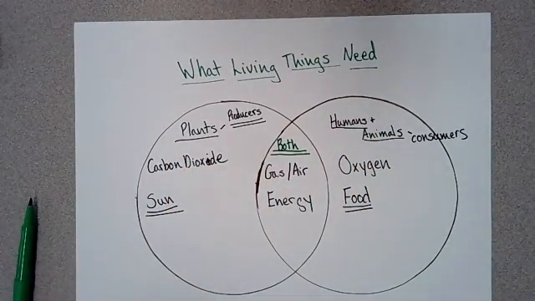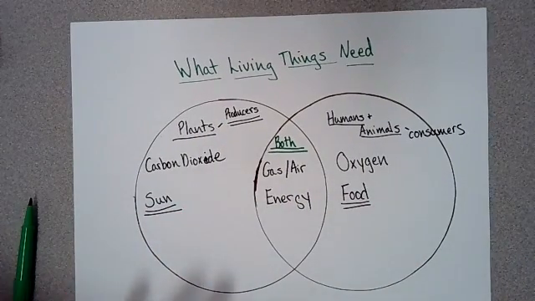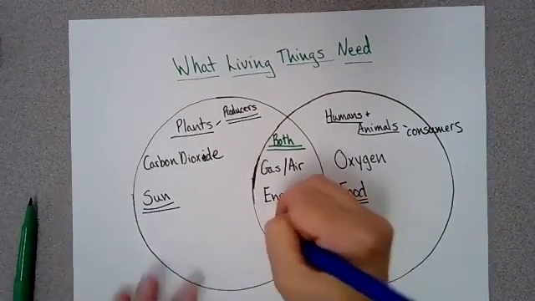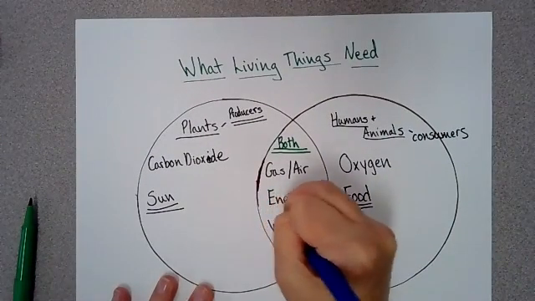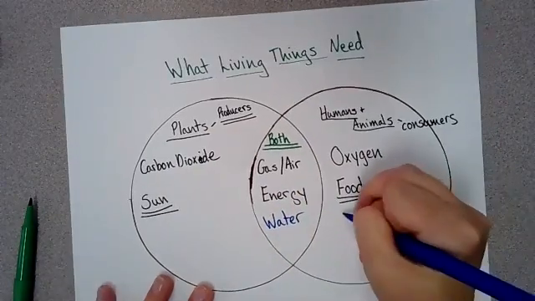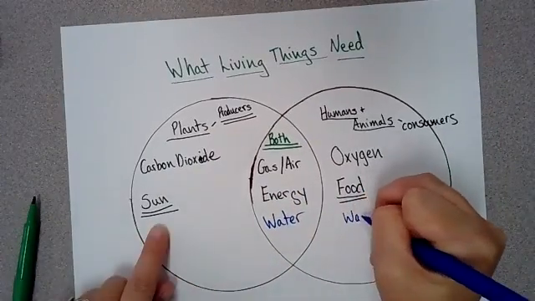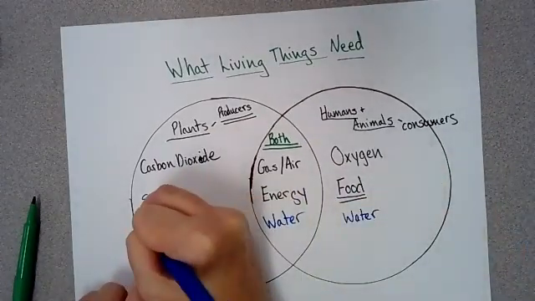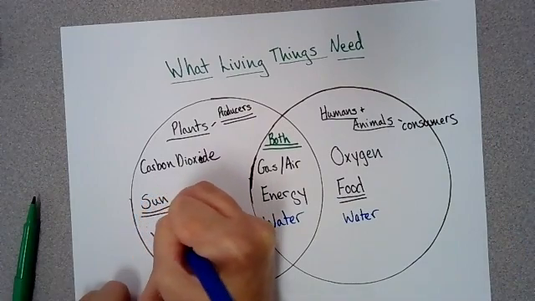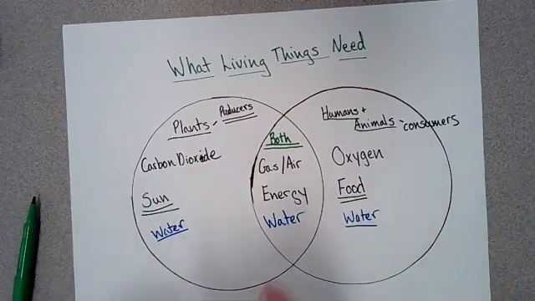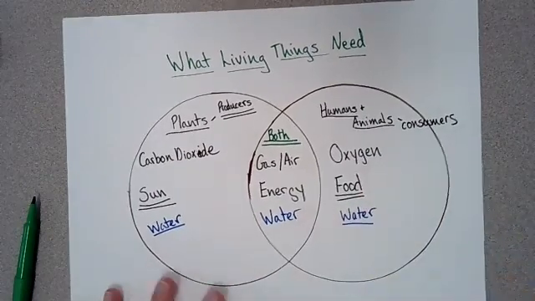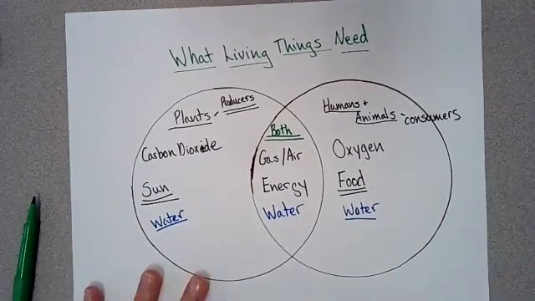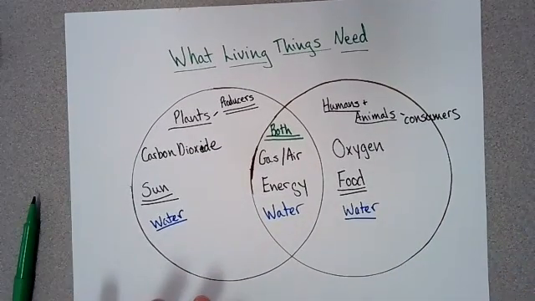The other thing that both plants and animals need, I know you guys remember this one, is water. We have to have water and they have to have water. Everybody's got to have water. That's why it's important to keep the water on Earth, don't pollute it, because everybody needs it to survive.